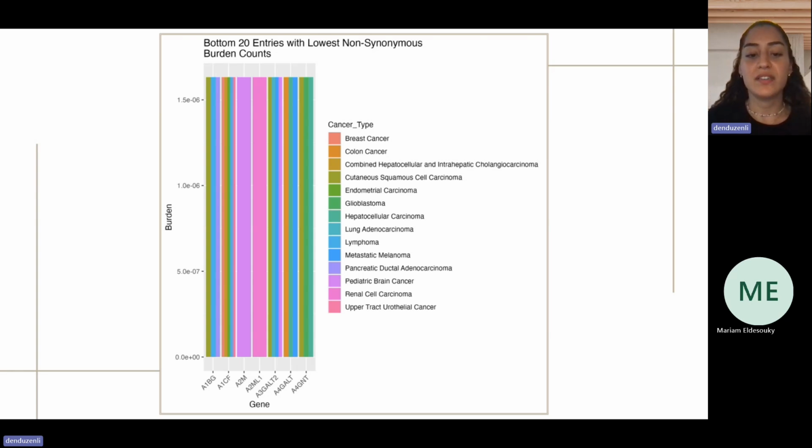But obviously, it can be more useful to certain people depending on the research questions you're looking to answer. But we can see here that, as I mentioned, A1CF seems to be coming up in a lot of different cancer types, A4GALT, A4GNT. So although these are, again, at the same level of the burden value, they are being found in a lot of different cancer types.